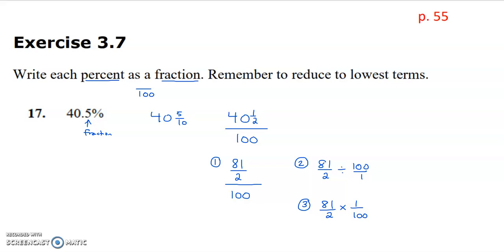And we see here that we have nothing to reduce. So we're going to multiply the numerator times numerator and the denominator times the denominator. And we will get 81 over 200. If you would like to check your work, you can change 81 over 200 to a decimal, which will give you 0.405. And then from there, if you multiply that by 100, you will indeed get 40.5%.